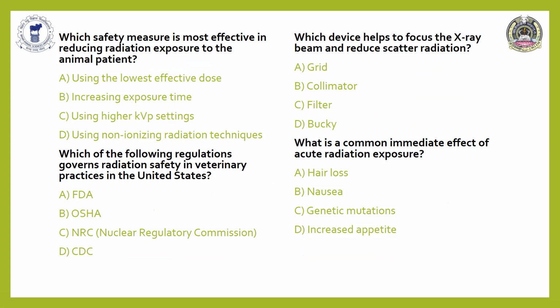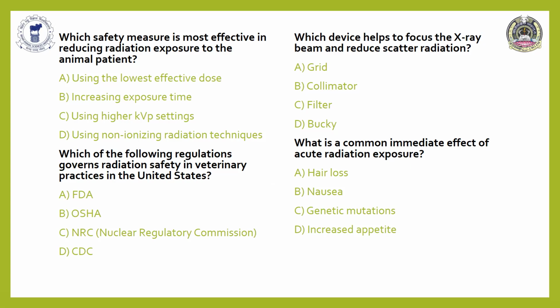I'm not sure, someone said C. C, ma'am. Actually, by increasing mA or kVp we get a good image, but we don't have to unnecessarily increase the kVp settings. So for that, we have to use the lowest effective dose. It is not that we keep increasing it; we have to stop at the lowest effective dose. So the correct answer will be A. The most appropriate one will be A.